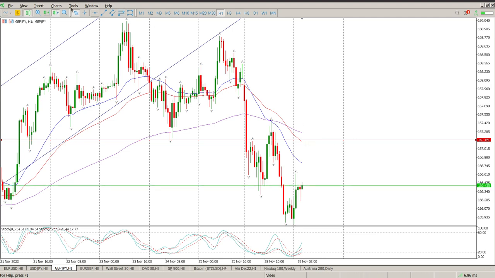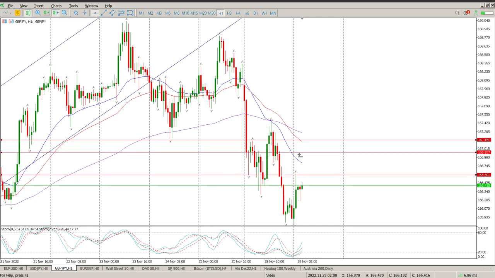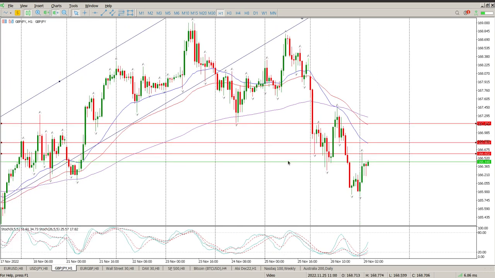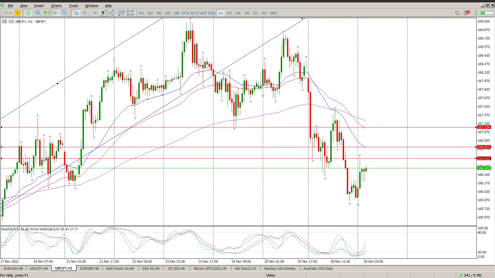And if that fails to materialize, then you're looking at one of these two areas here, pretty much this area here, 166.600 and then 166.800. So you're looking for price to get back in there. You're looking for pin bars, inside bars, engulfing bars. You can do it on the 15 minutes or the hour, and you're looking for a continuation to the downside. Just bear one thing in mind. We do have a bit of a trend line forming here.